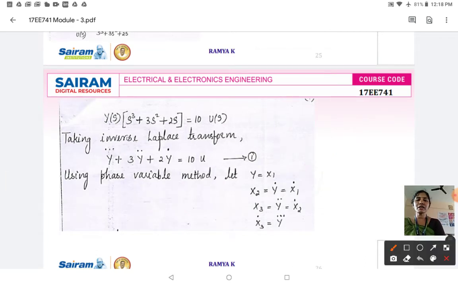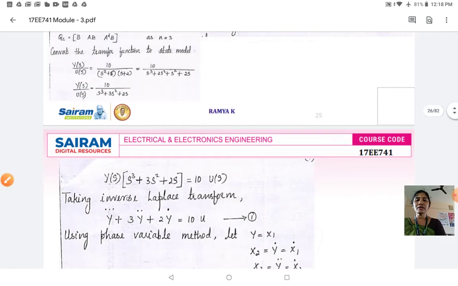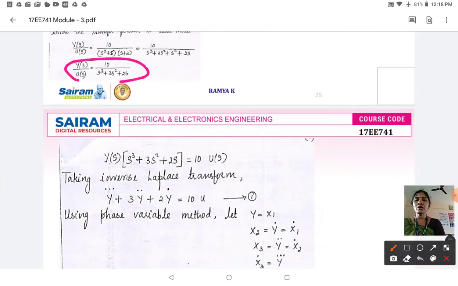In the phase variable method, the system variable is going to be my first variable. Here y of s by u of s is equal to 10 divided by s cube plus 3s square plus 2s. Just cross multiply, and you get y of s into s cube plus 3s square plus 2s is equal to 10 u of s. To convert your s domain to time domain, you have to use the inverse Laplace transform.